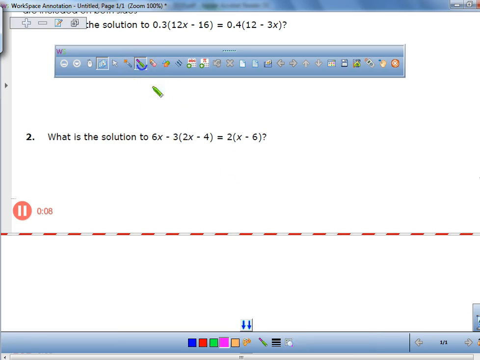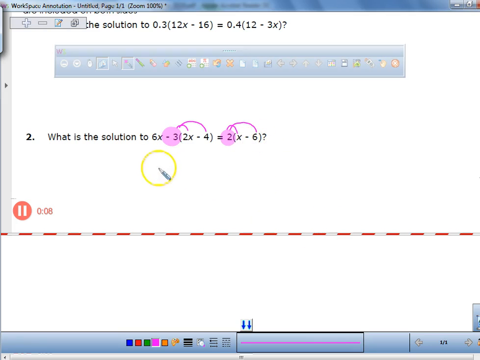That's right. So we're going to go over here. Go to this -3 right there, and you are going to distribute that to the 2x and that -4. What else do we need to distribute? The 2. Right here, we're going to take that 2 and distribute it to the x and to the -6 right here. So tell me, what do you have? What am I going to write all the way down right here?